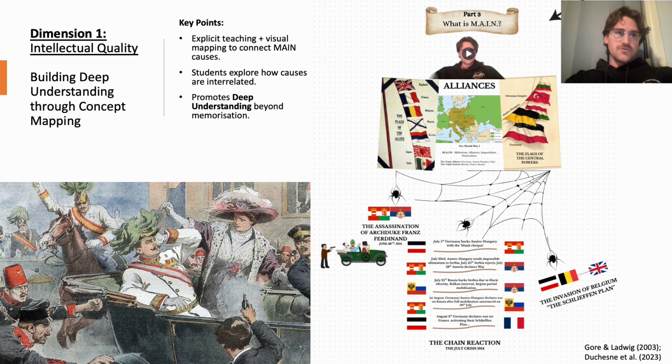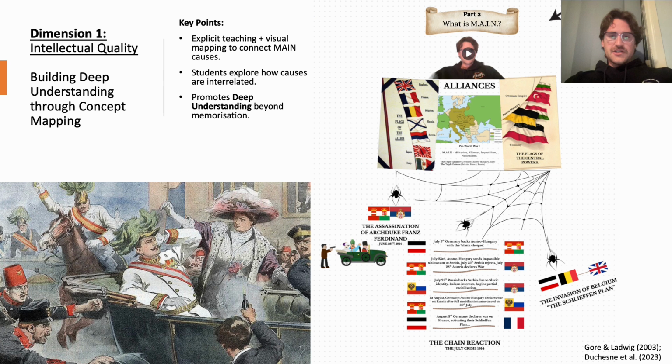For dimension 1, which was intellectual quality, the idea here was building deep understanding through concept mapping. Now, I used the quality teaching method element of deep understanding to ensure students grasp how to understand the causes of World War One, and how they were all interconnected. So I used this by doing a web, sort of explaining how everything was tangled in together.